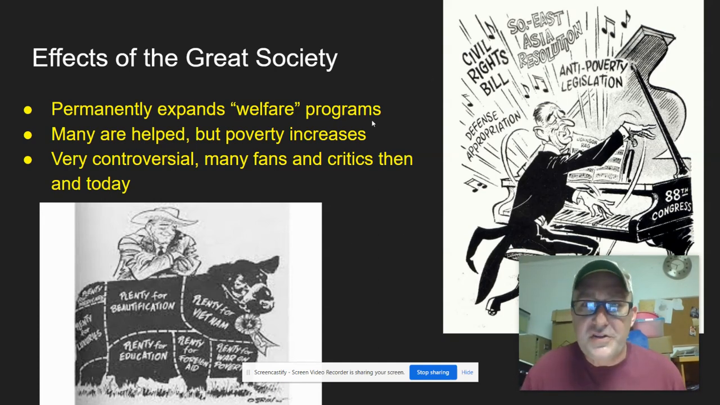Here's a couple political cartoons for you, both of them featuring Lyndon Johnson. This one, he's playing the piano. If you follow my cursor over here, the 88th Congress, that would have been the Congress that was in session when he was elected. You see all of this music coming out of the piano. You have defense appropriation, that's money for the military. Civil rights bills, that would be the 64 and 65 Civil Rights and Voting Rights Acts. East Asia resolution, that's kind of tying into Vietnam. Anti-poverty legislation, all of this stuff's coming out. There was a ton of profound changes for sure in the beginning of his time as president.